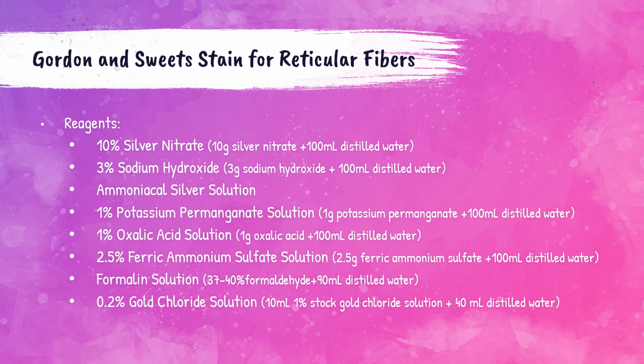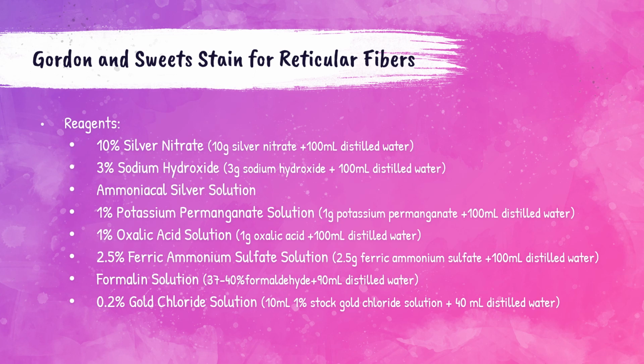10% silver nitrate, which is prepared by combining 10 grams of silver nitrate and 100 milliliters of distilled water. 3% sodium hydroxide, which is prepared by combining 3 grams of sodium hydroxide with 100 milliliters of water. Actually, I probably should have labeled that as sodium hydroxide solution. That probably would make more sense.